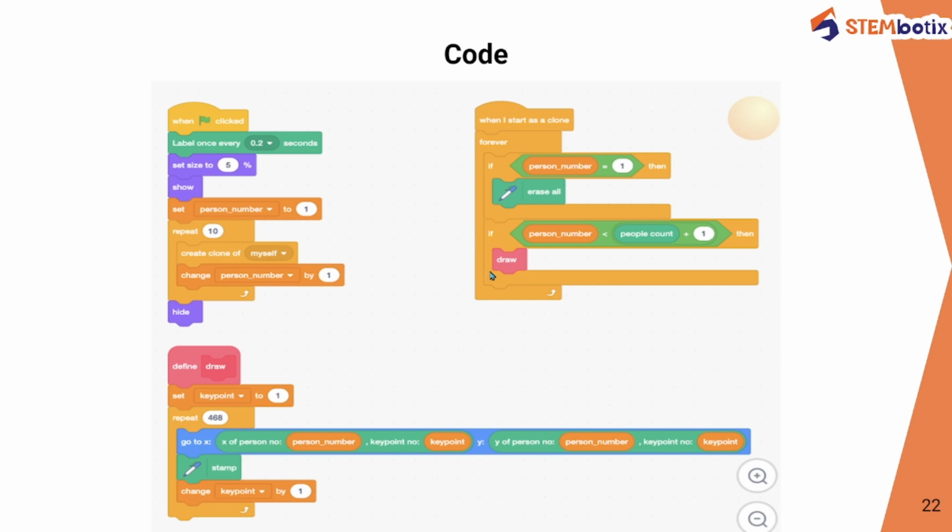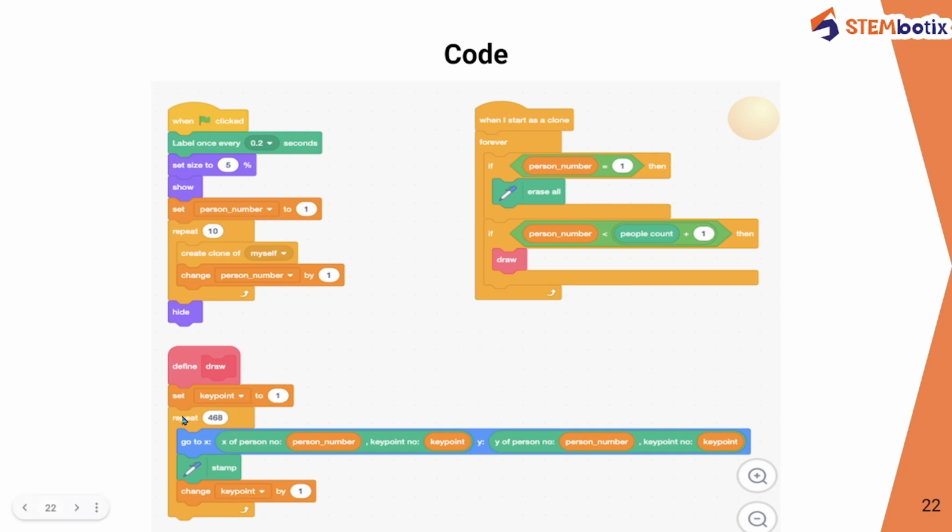So we need to display this. We need one block, which is My Blocks, and this is the draw block. What we need to draw is mentioned here. So define draw is also a My Block, and after that we are giving it commands for how we want to draw. To draw this, we have added the pen extension and also the sprite of the ball. So we are going to set key point to 1 first.